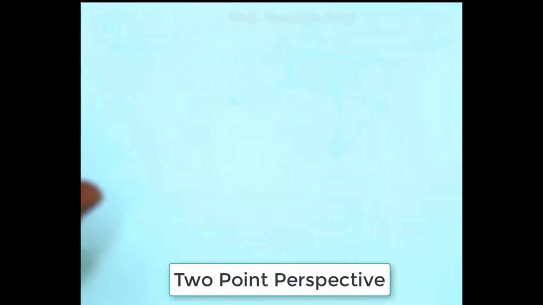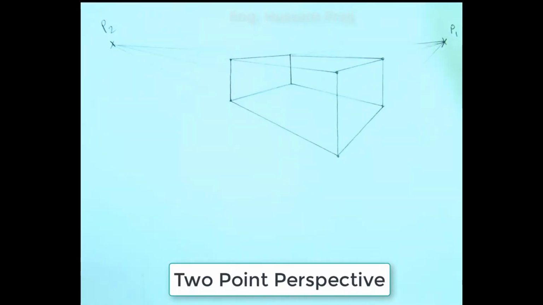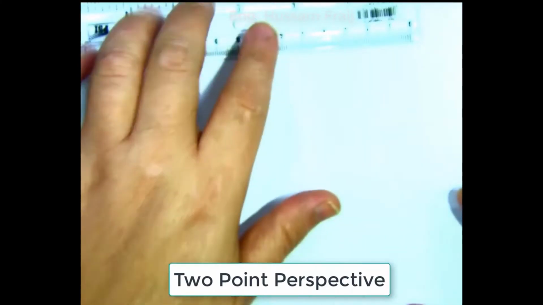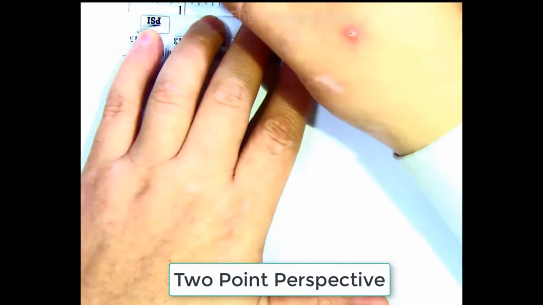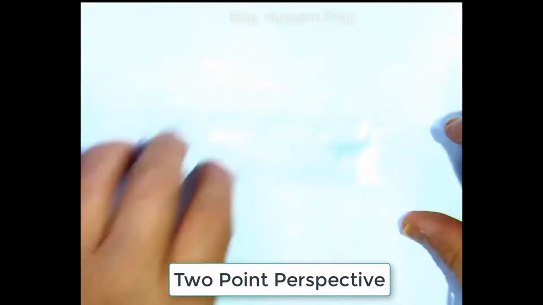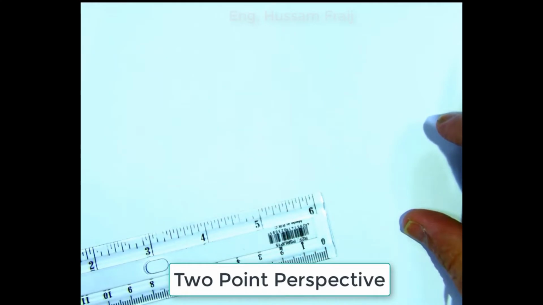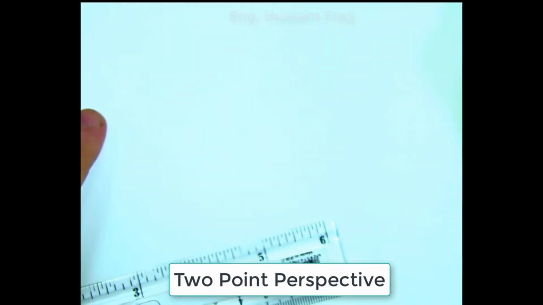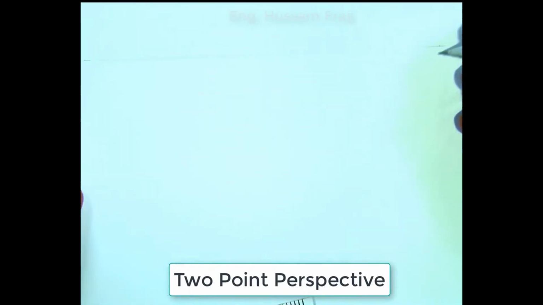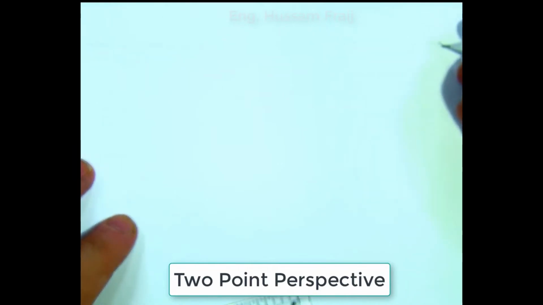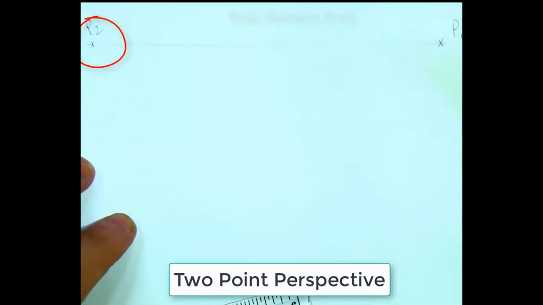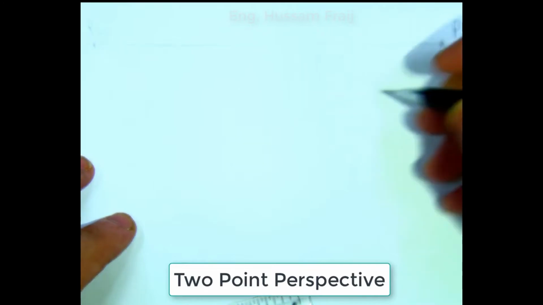Now I'm going to show you how to draw this wireframe box using 2-point perspective view. We draw a line, okay, and this line is the horizon line. At this horizon you draw a point, point 1, and then you draw point 2. So we have point 1 and point 2.